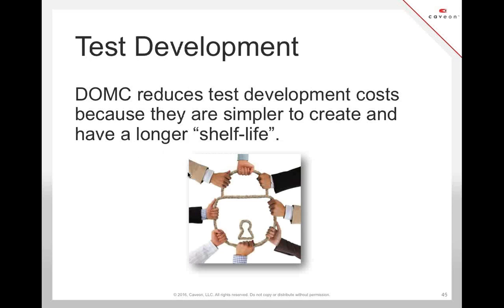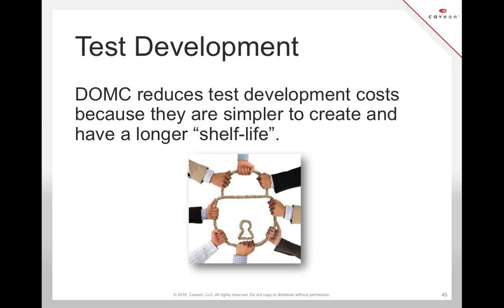Test development. Okay, I'm answering the question from earlier. How does this reduce test development costs? One is they are simpler to create. I described that a bit. You don't have to create your options in reference to other options. You create correct options, you create incorrect options. They are easier to produce.